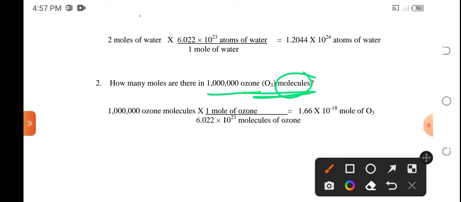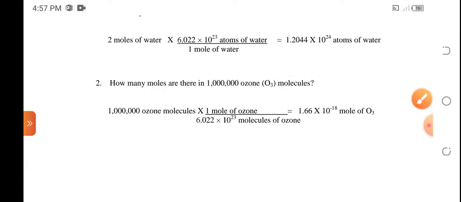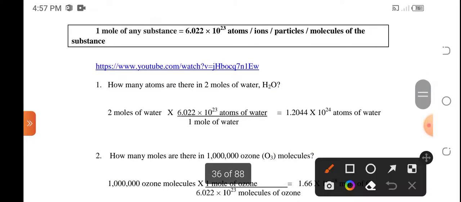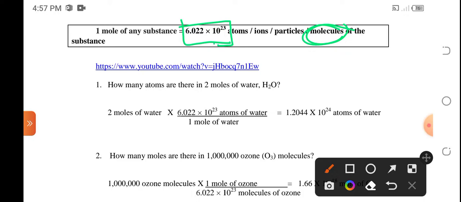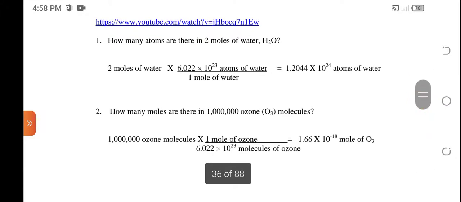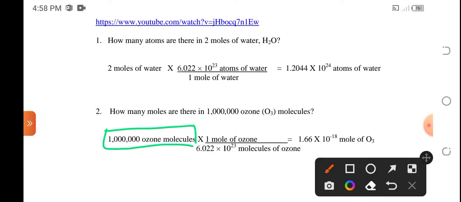Okay, so ang starting point naman natin ay molecules. Ang pinapahanap sa atin ay moles. Okay, so we start with the given 1 million ozone molecules. Going back to the conversion. So ito yung molecules. Large number ang gagamitin natin, Avogadro's number, and then 1 ang unit ng mole. Okay, so for this case, so 1 million ozone molecules, sa baba naman natin ilalagay yung Avogadro's number this time. Kasi para mag-cancel yung molecules at para maiwan yung mole na pinapahanap dito sa problem.